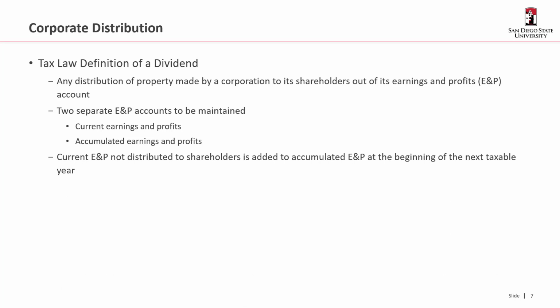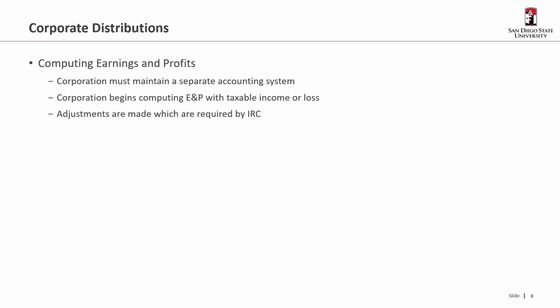So current E&P, here we go. Current E&P not distributed is added to accumulated E&P at the beginning of the next taxable year. Okay, so how do we calculate this magical earnings and profits? So obviously, you know that corporations generally maintain accounting systems because a corporation under tax law, along with any public corporation, is required to keep books and records.